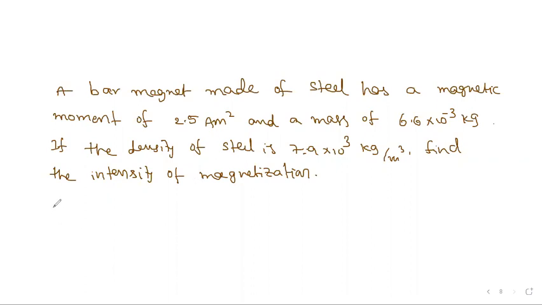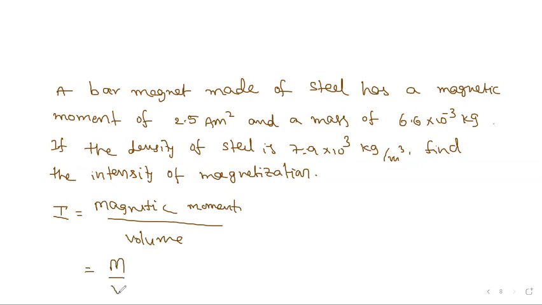Intensity of magnetization is nothing but I. The formula for I is magnetic moment developed per unit volume. That is magnetic moment per unit volume. That means I equal to M by V. And the volume was directly not given in the question.